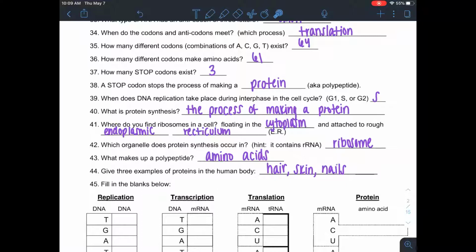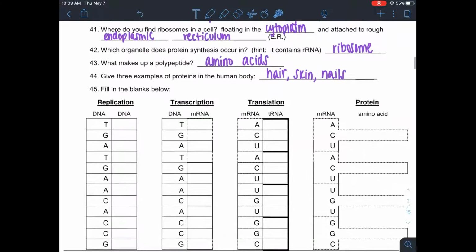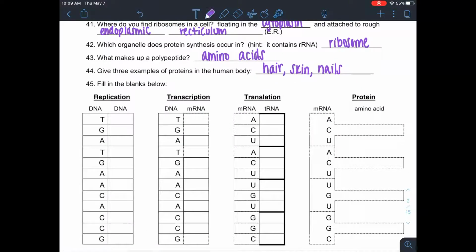For number 44, give 3 examples of proteins in the human body. There's numerous, right? But 3 of my favorites here: hair, skin, nails. You could have picked any others that you found online, and those would have been totally fine. Now, I just want to walk through one of these examples with you here, okay?